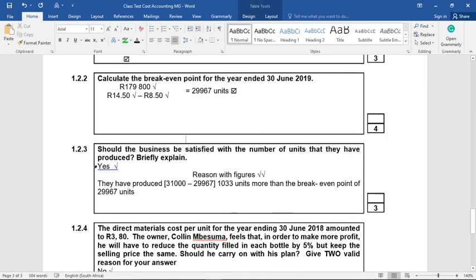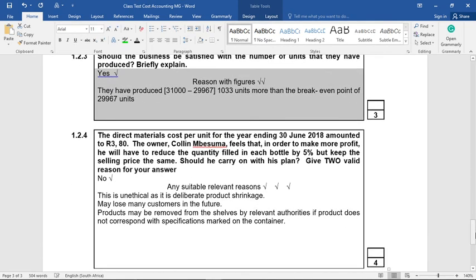Simply, guys, and this is going to be easy going forward, all you need to say is yes, because they have produced 31,000 units, which is 1,033 units more than the break-even point. Some of you went into a bit more detail and you said maybe not satisfied because they haven't broken even by much. That's fine too, but that is the basic answer going forward. Yes, they've broken even, they would be happy.